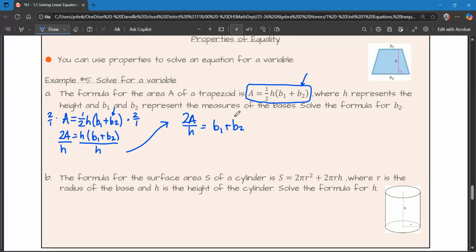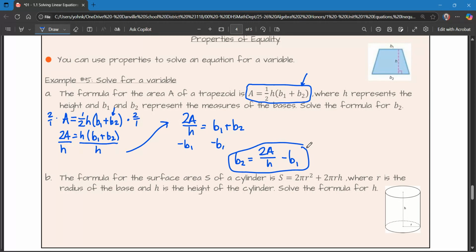We're almost there, kids. All we have to do is get rid of the b sub 1. Well, to do that, I undo the addition of it and I minus it. So subtract b sub 1 from both sides. That's going to give me b sub 2 equals, and I use the symmetric property here to flip-flop what's on what side, 2a over h minus b sub 1.